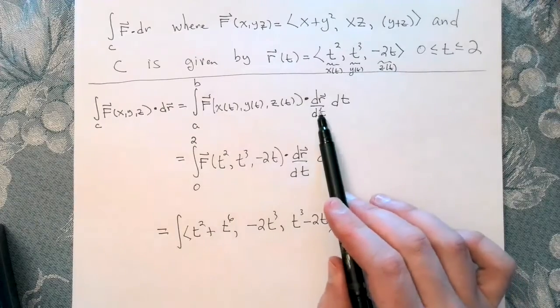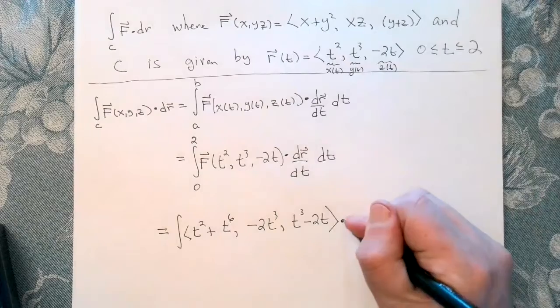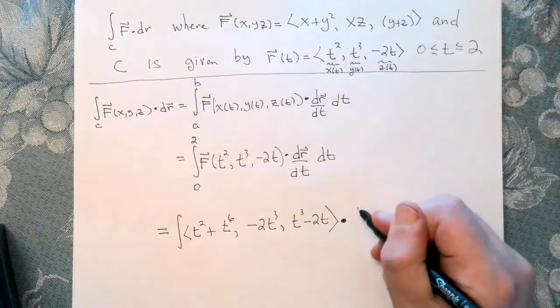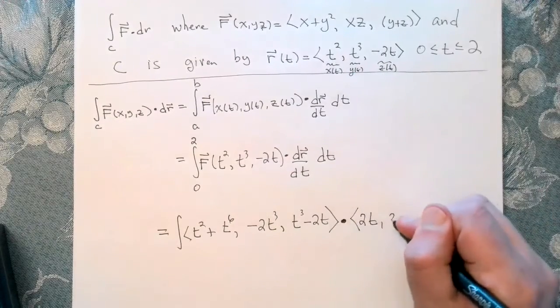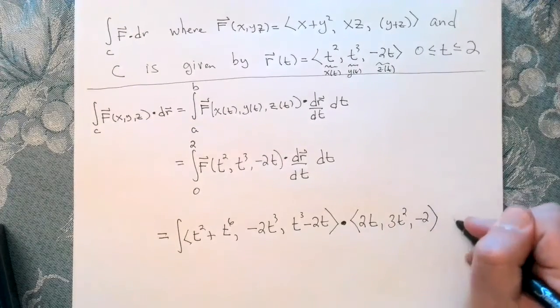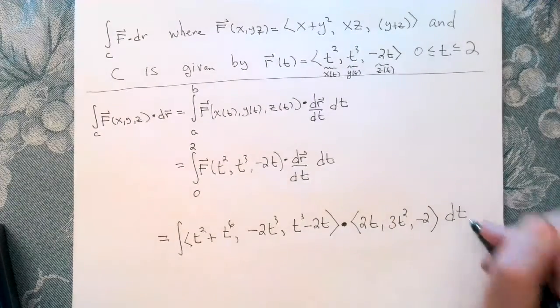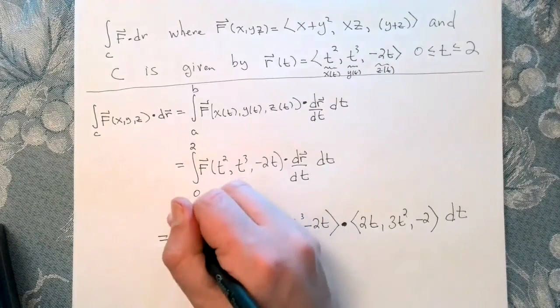So now we need dr dt. That's exactly the derivative of this. And do remember that there is a dot product there. And so that looks like it's going to be 2t, 3t squared, minus 2. So there's your derivative, and remember all this is dt. Of course, we need our bounds.